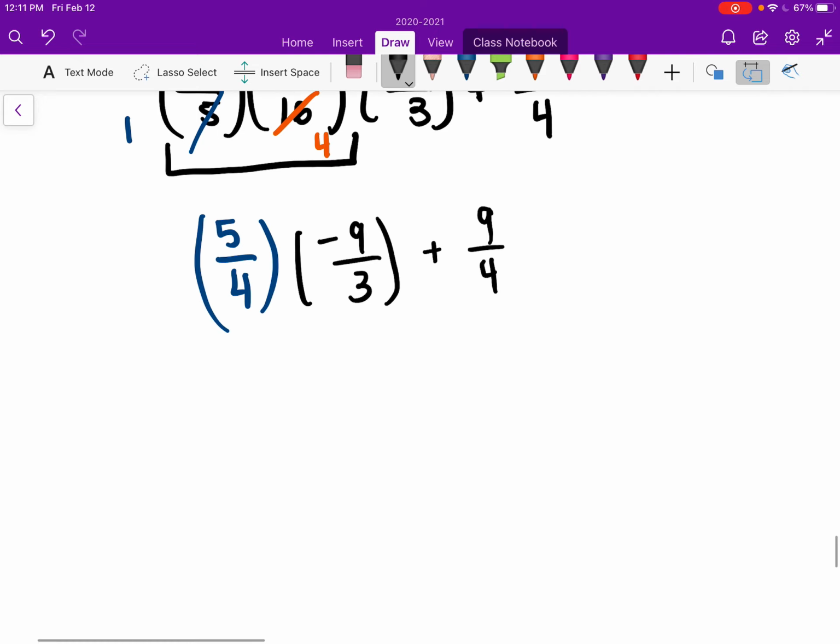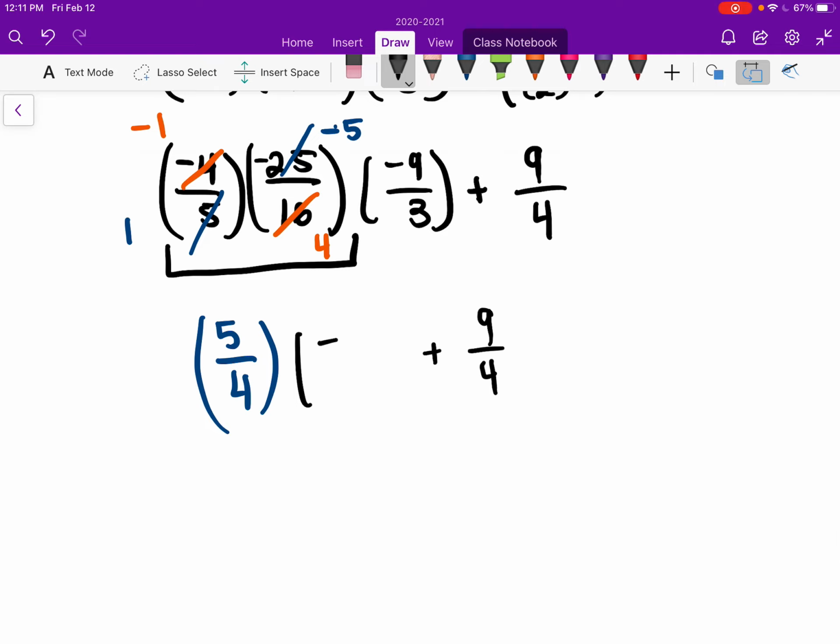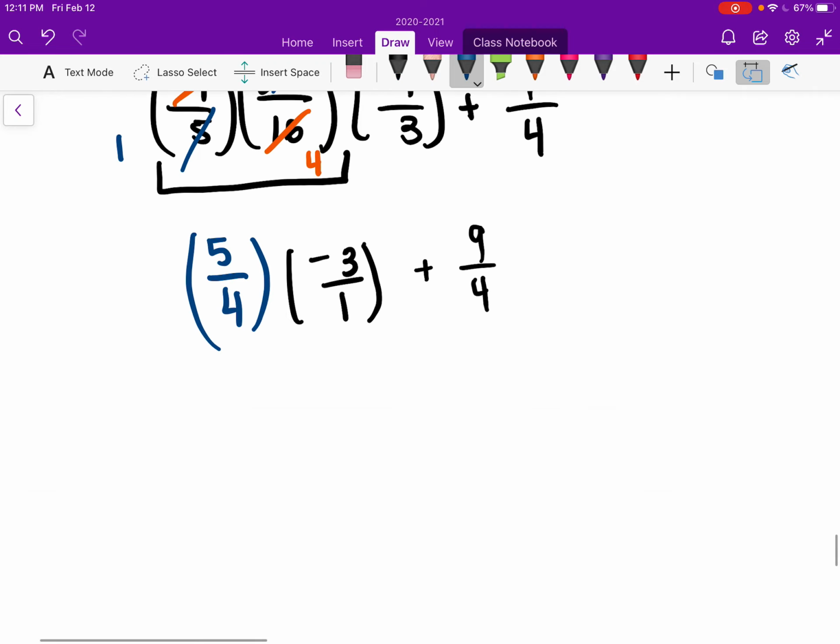Right, then I'm just going to do 5 times negative 9, which we know is going to be negative 45, right? But before I even do that, let's just reduce this fraction. Negative 9 over 3 is the same thing as saying negative 3 over 1, right? So 5 times negative 3 is negative 15 over 4 plus 9 over 4.